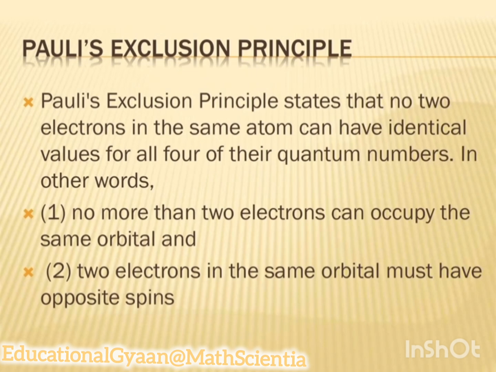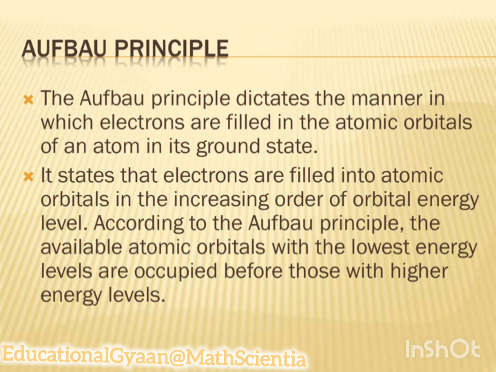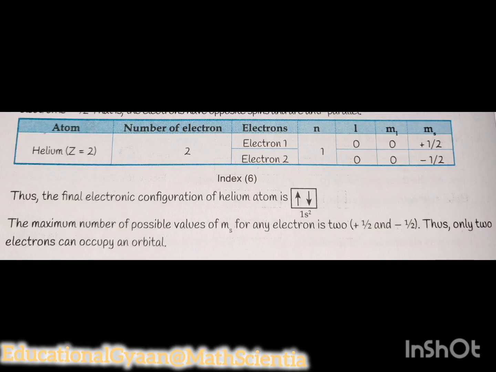The electrons with opposite spins will pair. In the helium atom, the first electron occupies the first orbital, that is 1s. Now the second electron with the same n, l, m values but with a different ms, opposite spin, will join the first electron and pair. In helium atoms, the paired spins are represented as an up arrow and a down arrow, where ms of one electron is plus 1 by 2 and the other electron is minus 1 by 2.